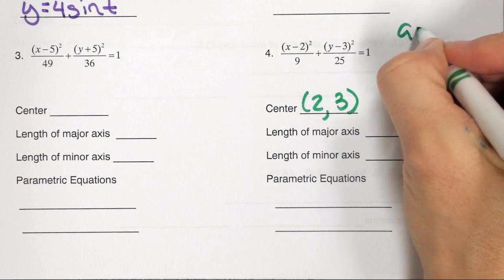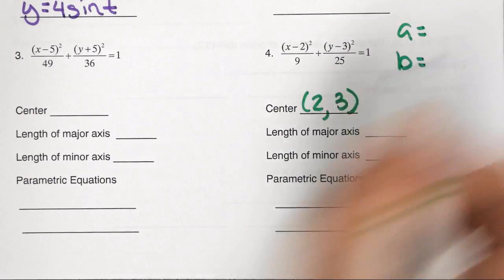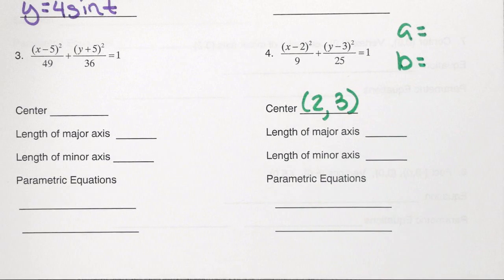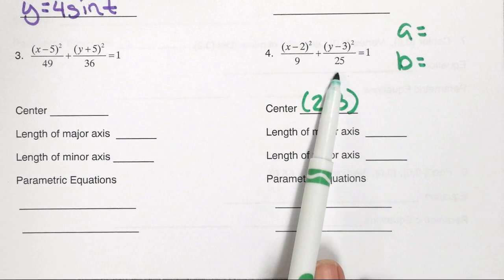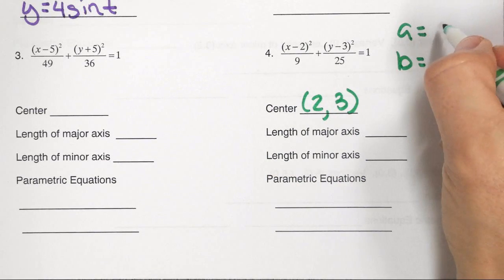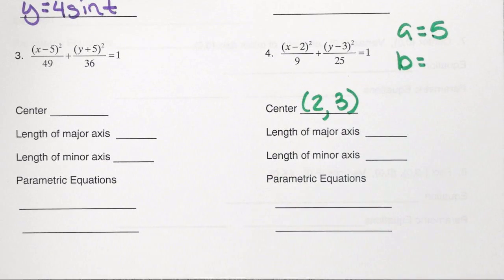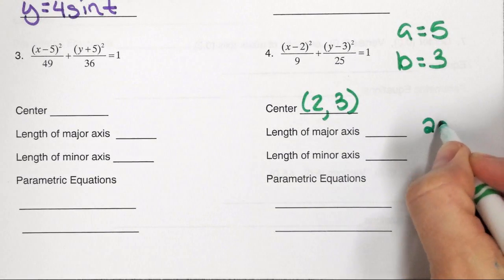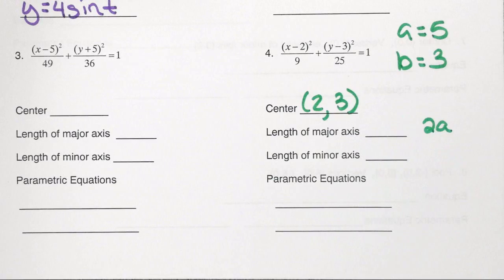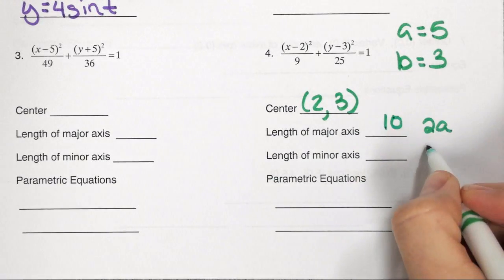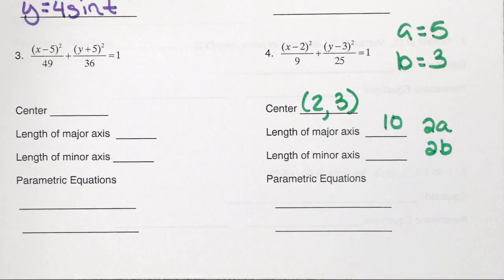Now we're going to go do our A and our B. Remember, A squared is the biggest number. A squared is what number? 25. So what is A? 5. B squared is 9. So what is B? 3. Tell me what's difficult so far. Nothing, right? Your major axis is still 2 times A. So how big is the major going to be? 10. Your minor is still 2 times B. How big is that one going to be? Done.